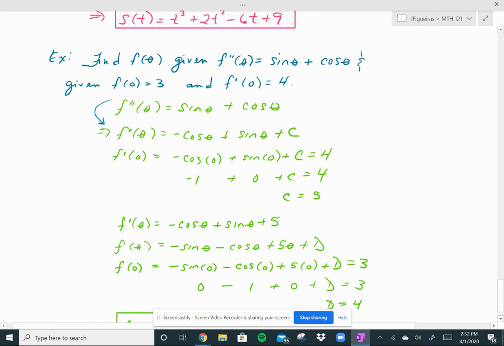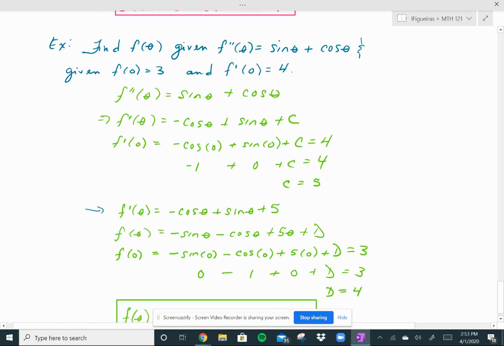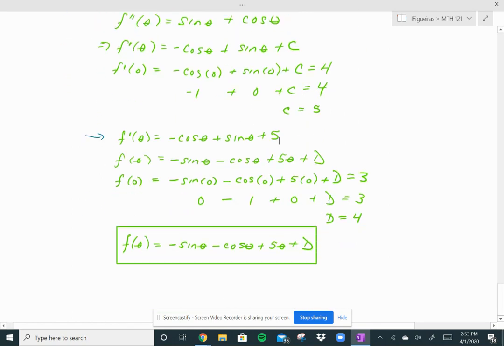Then you can use this information given in the problem that f prime of 0 equals 4. So replace all of your thetas with 0. So we get negative cosine of 0 plus sine of 0 plus c equals 4. Cosine of 0 is 1, and there's a negative in front, so that's why we have negative 1 plus 0 plus c equals 4. Solving for c, we get c is 5. So our new f prime is here. F prime of theta equals negative cosine of theta plus sine of theta plus 5. So now we're ready to take the antiderivative of f prime to get f. So we go from here to that line.